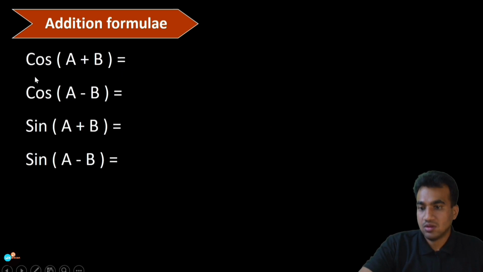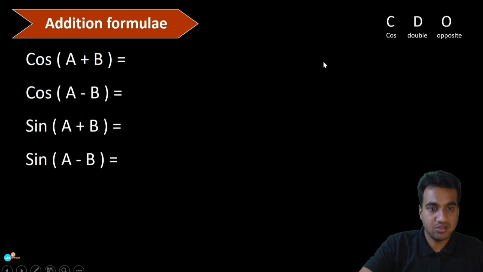Addition formulae. These are also basic formulae. Cos a plus b, cos a minus b, sin a plus b, sin a minus b. So to write the formula, we have a little operation here, that is CDO.